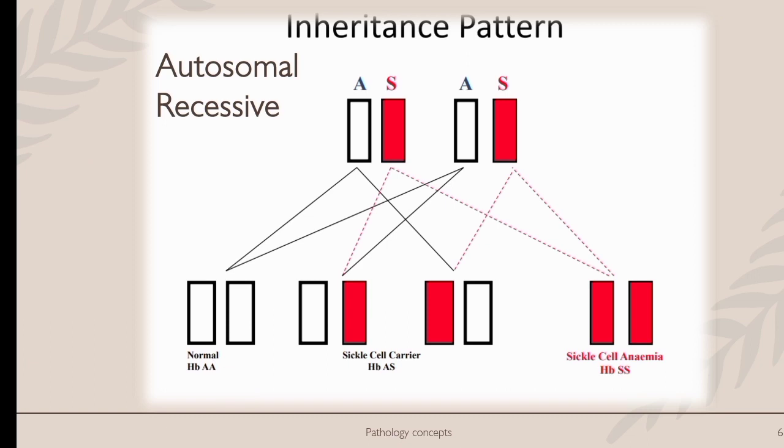The inheritance pattern of sickle cell disease is autosomal recessive. If both parents are carriers of this disease, then there is a 25% chance that the child is affected with sickle cell anemia, having genotype HbSS, and a 50% chance that the child is a carrier, having genotype HbAS.